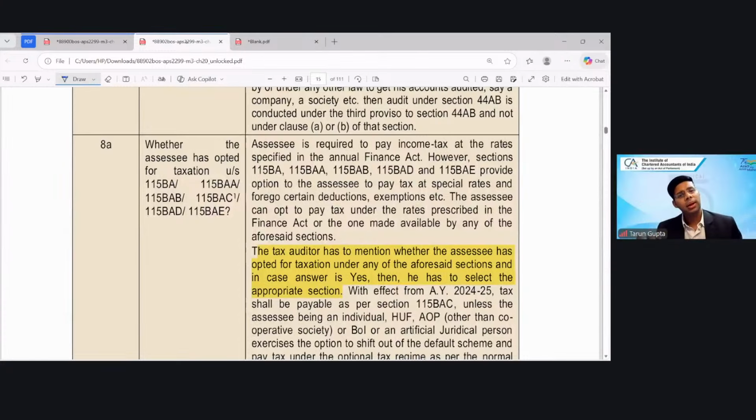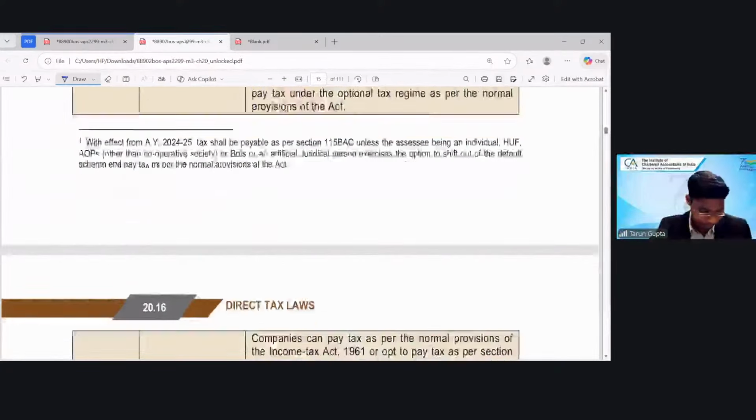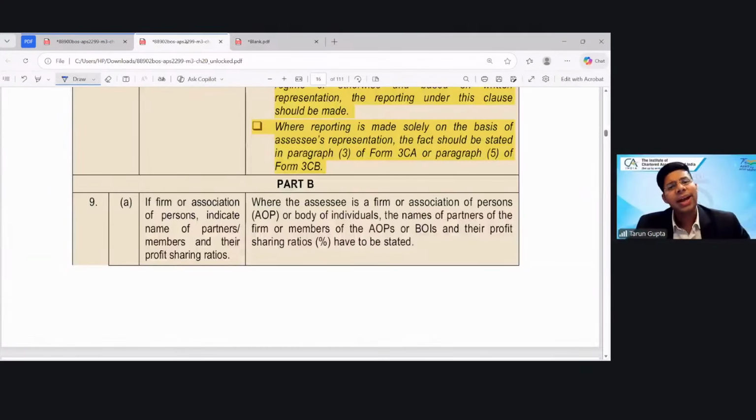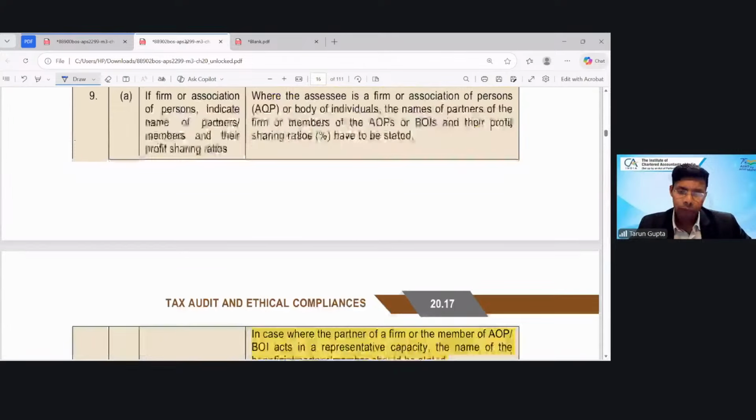If subsequently the assessee changes its mind, then you can revise your tax audit report. But it's better you take a certificate from the management about the regime which it intends to opt for. For a firm or AOP, you have to state the name, address, and the percentage of profit share of the partners or members, as the case may be.